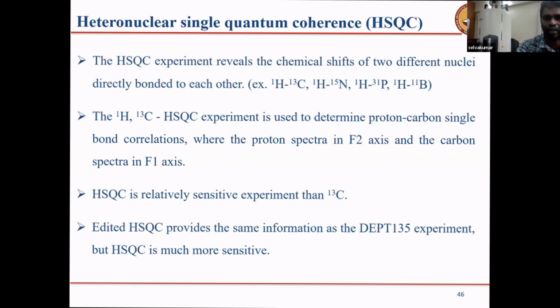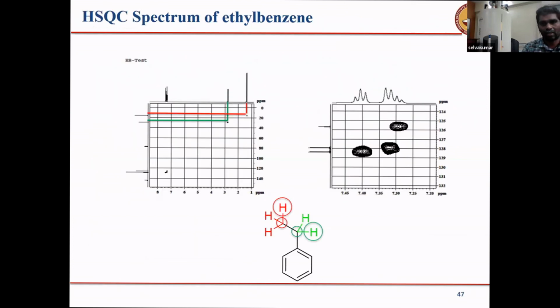Same thing we'll get. This is the HSQC spectrum of ethylbenzene. It will give the information about proton-attached carbons. See here, the F2 channel has the proton spectrum, the F1 channel has the carbon spectrum. Wherever the contours are present, those protons are attached to that particular carbon. See, this contour explains this proton is attached to this carbon, and this proton is attached to this carbon, and these are the protons attached to these carbons. So HSQC will give the direct proton-carbon coupling.